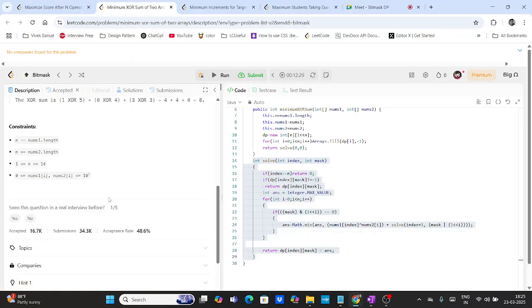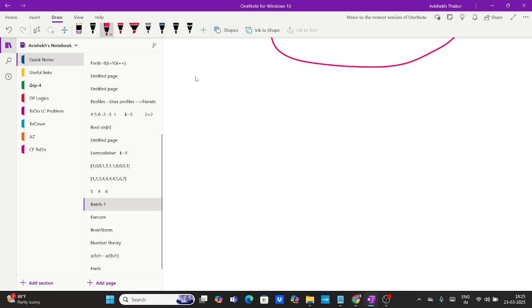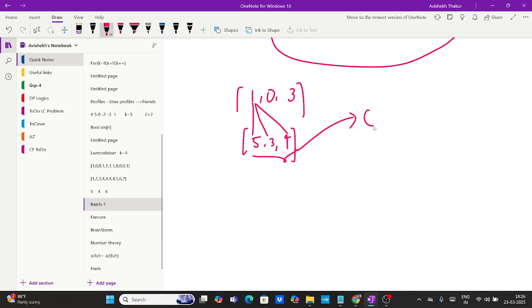What we have, let's take the same example: 1 0 3 5 3 4. This is the array. Now this can be paired with this or this or this, right? So what I'm saying is we can represent this as bit information 000. Now nums2 we can represent as bits. Now 1 can be paired with 5, right? In that case, we will get a score of 1 XOR 5, and your mask will become 100. This will be your mask because you have consumed this, right?